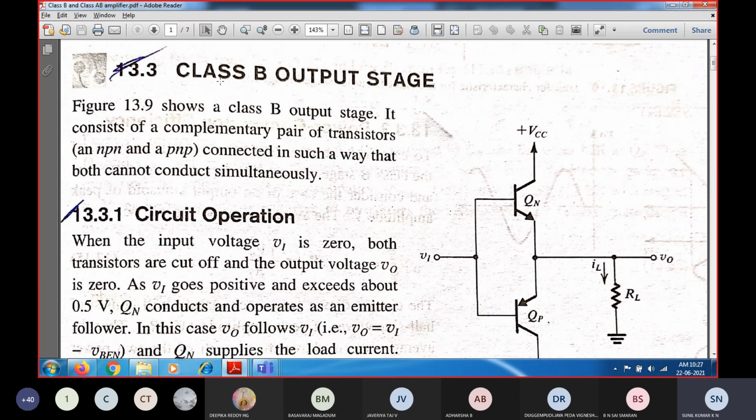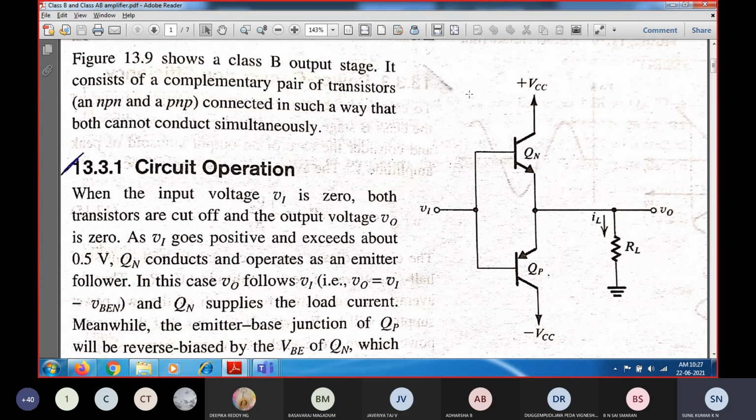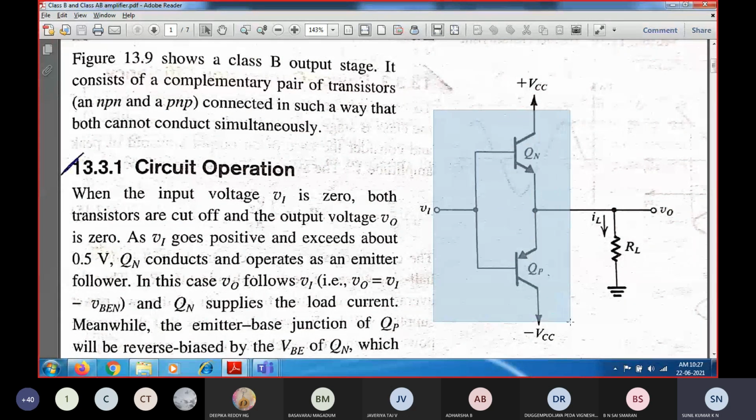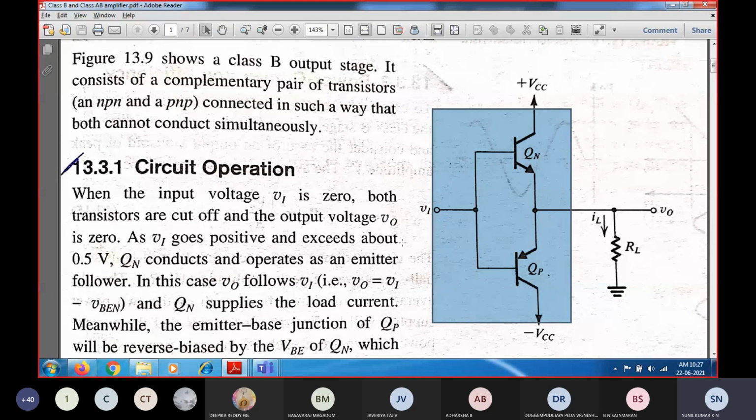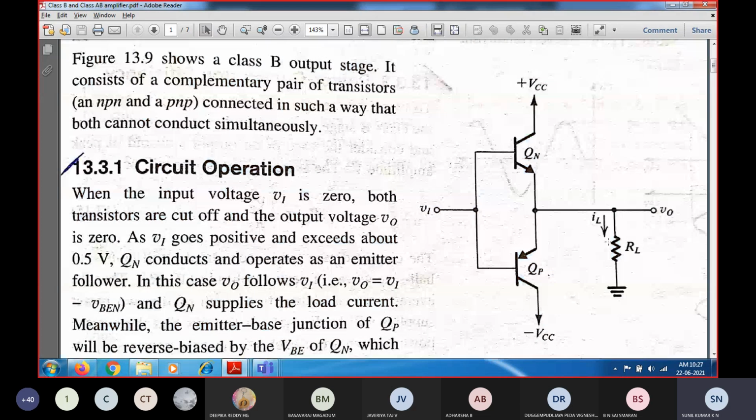So the same class B output stage we are going to consider now, and we are going to see what type of circuit you should have. As I mentioned, in this you can see the class B amplifier consisting of a complementary transistor pair, connected in such a way that the input will be connected to both the transistors simultaneously. And we have a load resistance RL connected at the output of this configuration.